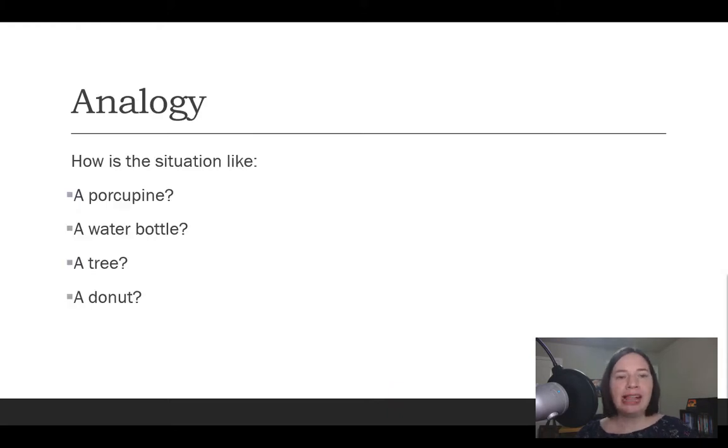Okay, so an analogy is when we're just comparing something to something else. And the best analogies for ideation are totally opposite or different from what you're trying to ideate on. So let's go back to our situation where students are late for school a lot. How is that like a porcupine, a water bottle, a tree, a donut? Choose 2 of these and write, how is that situation like one of these? So analogies get us thinking broader about things and start looking at things from different angles.